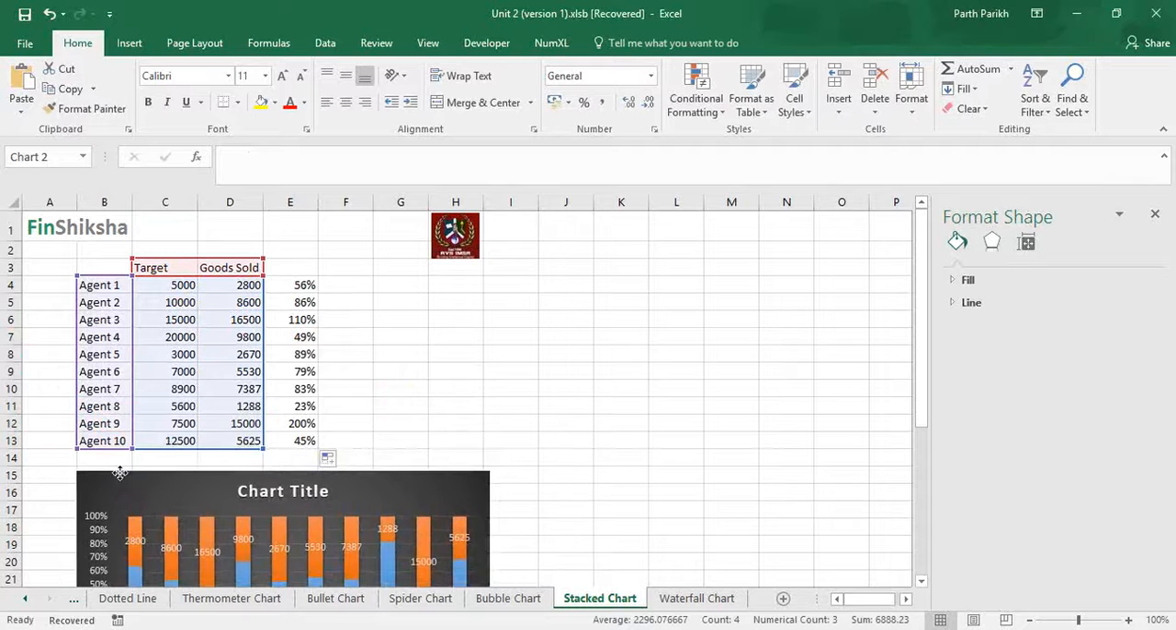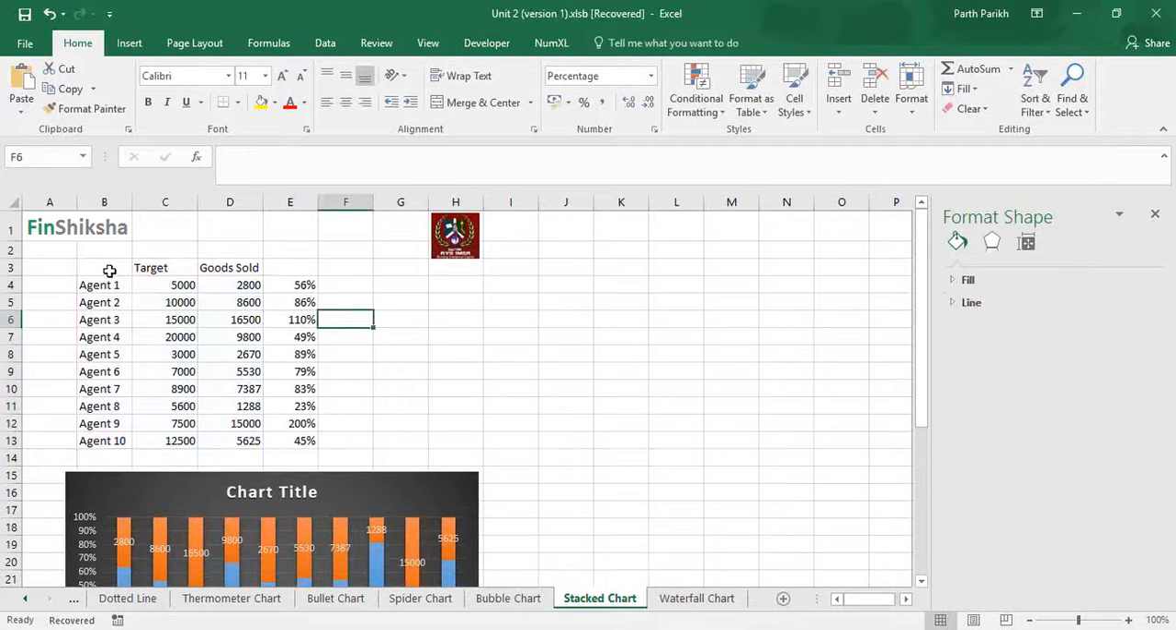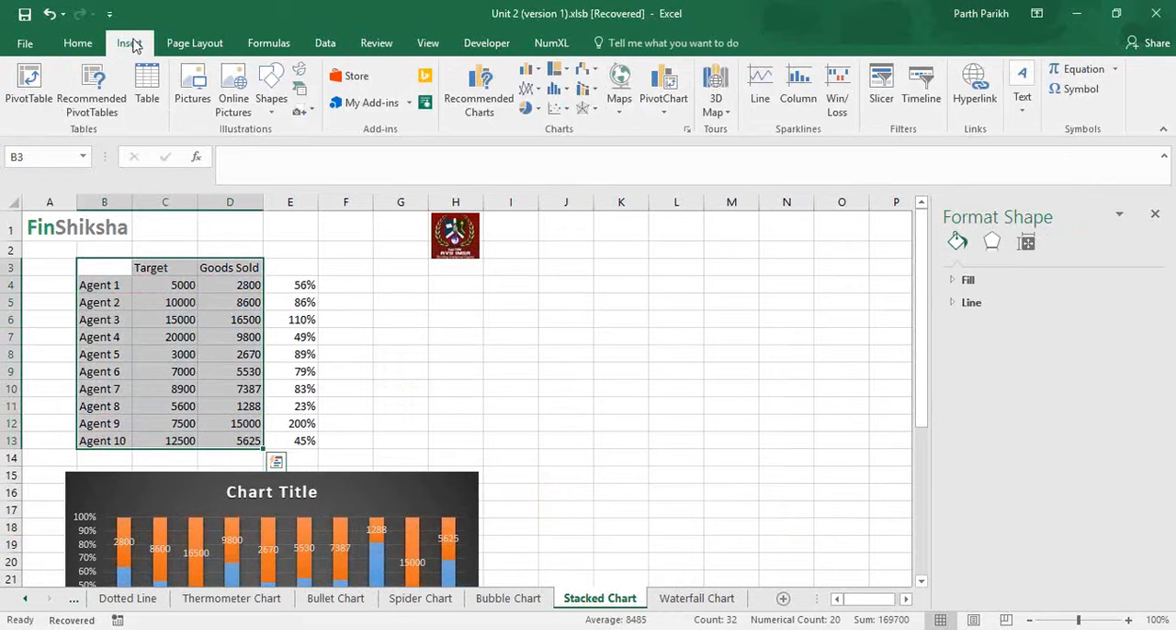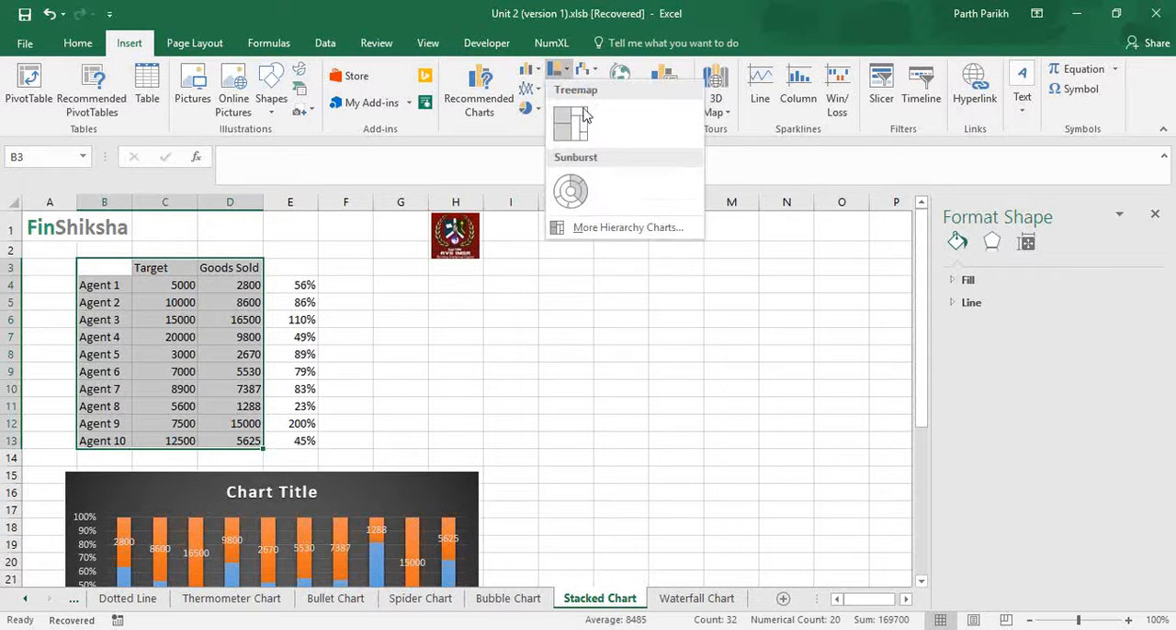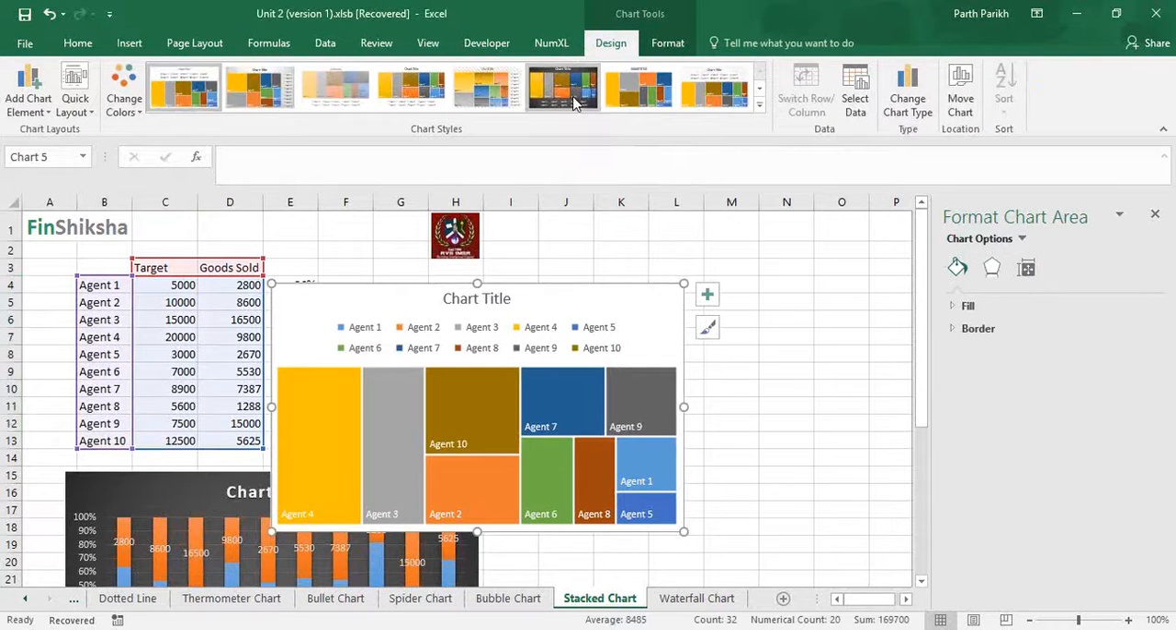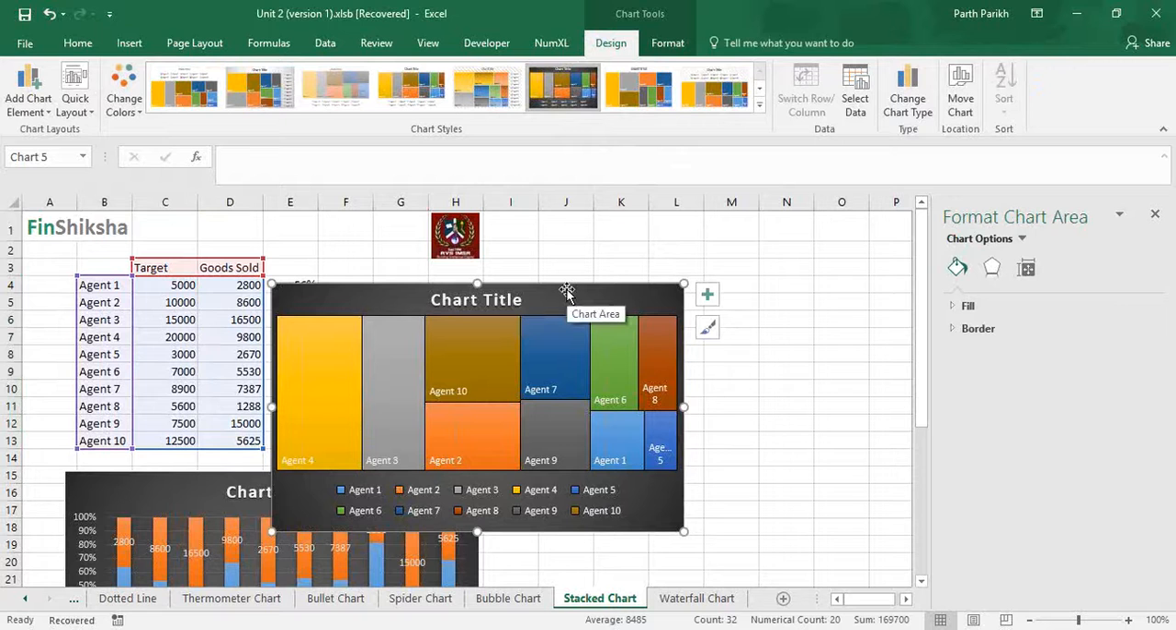There's another chart called the segregation chart, or hierarchy chart, which basically tells me which agent had the highest contribution in terms of the target. Over here I can see that agent 4 had the highest contribution, followed by agent 3, followed by agent 10, 2, 7, 9, 6, 1, 8, 5.